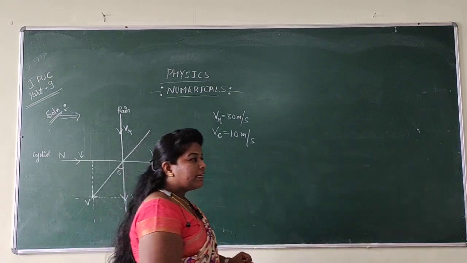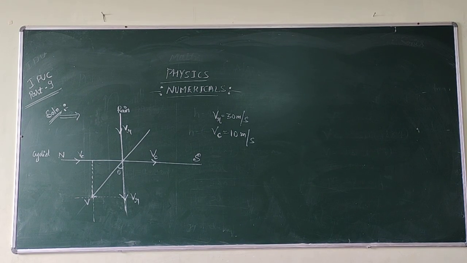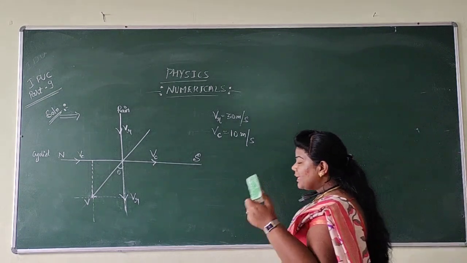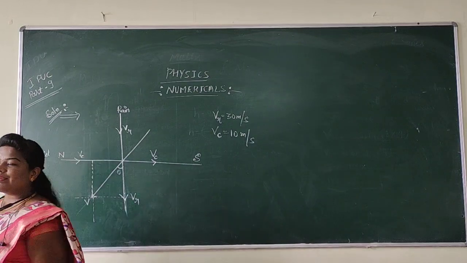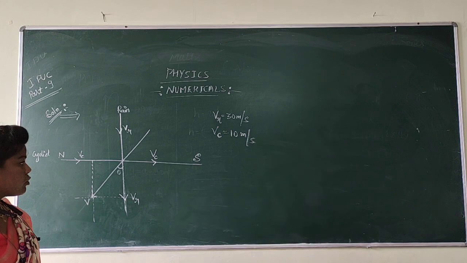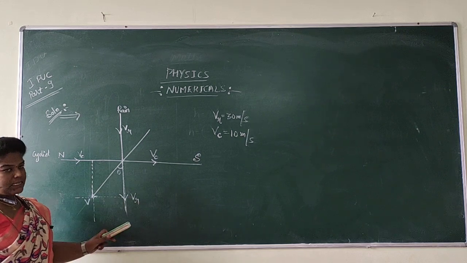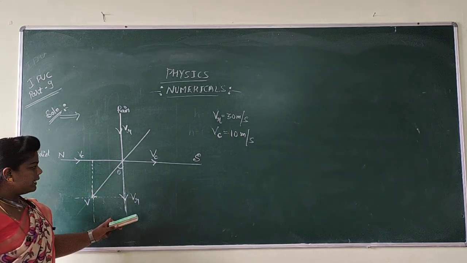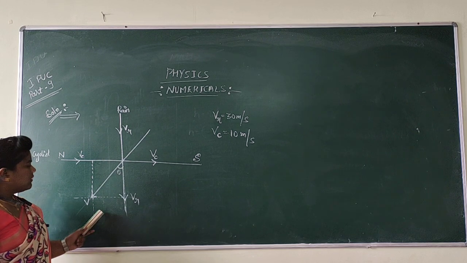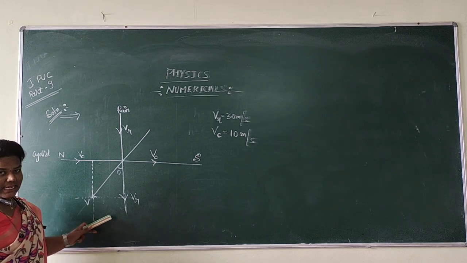Hope you all have written the given values and the diagram that I have drawn on the board. Yes, hope you all have written the diagram, my dear students, so that we know on which formula this numerical depends. We should know that first to apply to the numerical. You can observe that here we have two different velocities. With respect to these two velocities, the girl should hold the umbrella, right? Then I can easily calculate that.